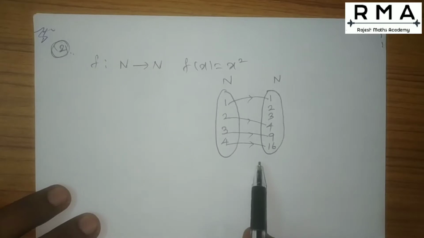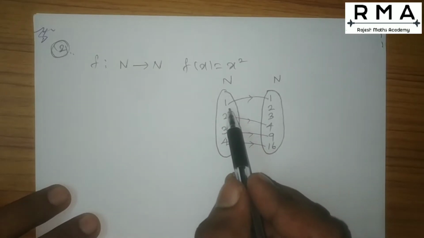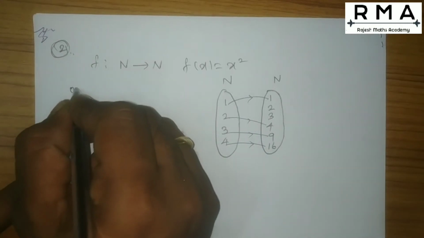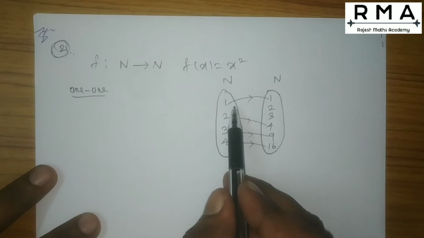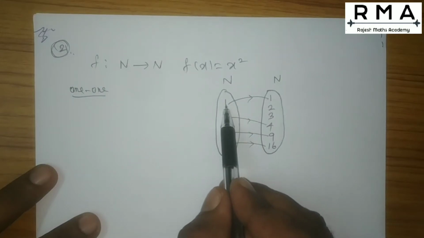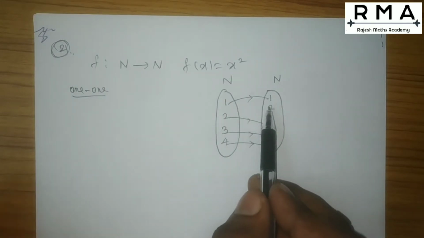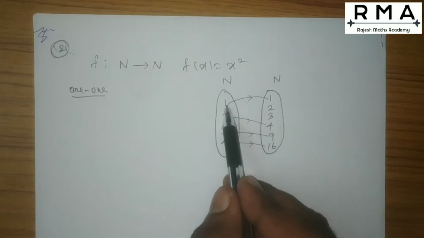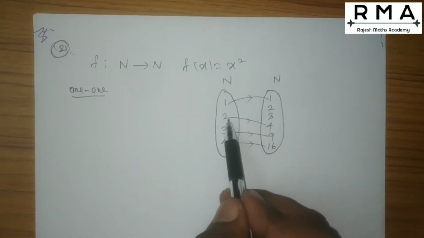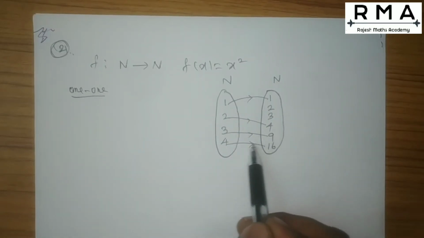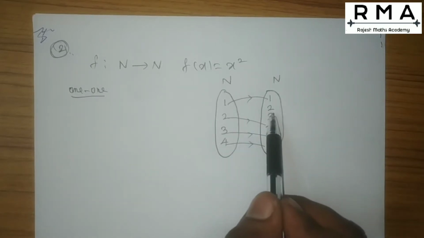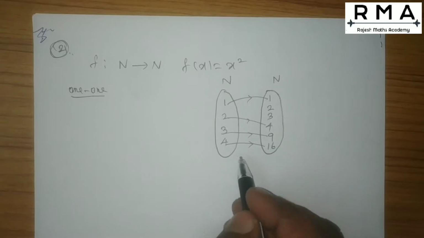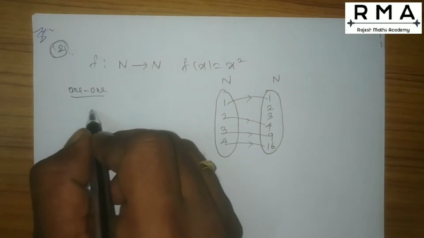From the diagram we can say whether it is one-one and onto. First, checking one-one. Clearly we can say it is one-one because every number has a unique image in natural numbers. For example, 1's image is 1, 2's image is 4, 3's image is 9, 4's image is 16. No two numbers have the same image. So clearly one-one. How do we prove that?